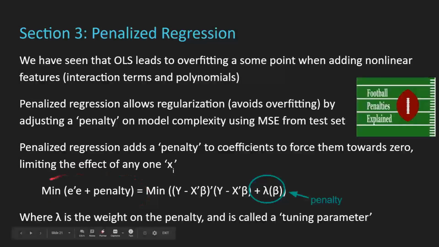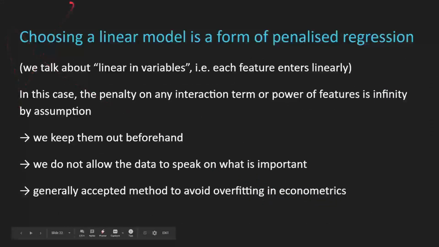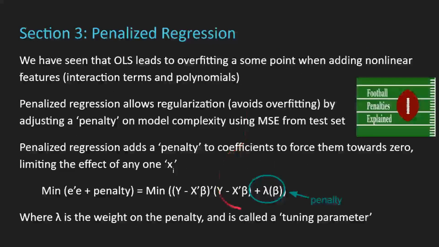So we minimize not only the sum of squares, but also a penalty. So we have added above the sum of squares, you see here, this penalty, lambda of beta. The lambda here is a weight on the penalty and is called a tuning parameter. So the size of the lambda is now determined by using information from the test set.